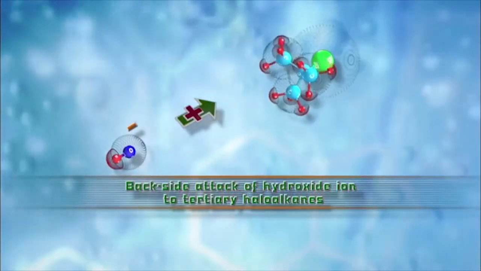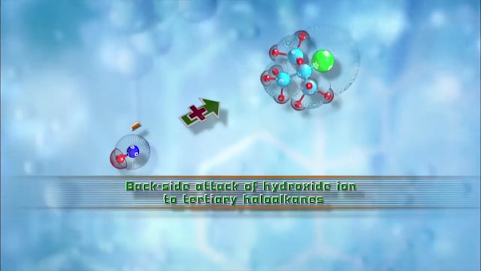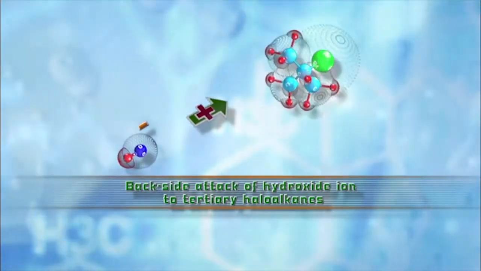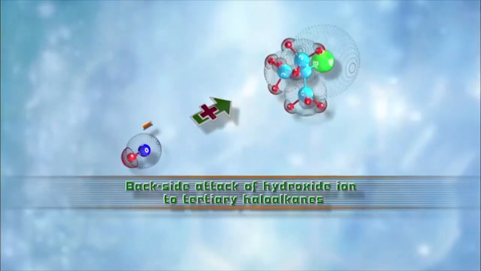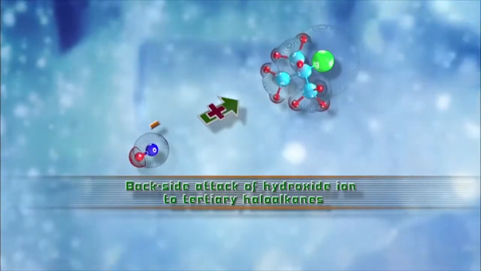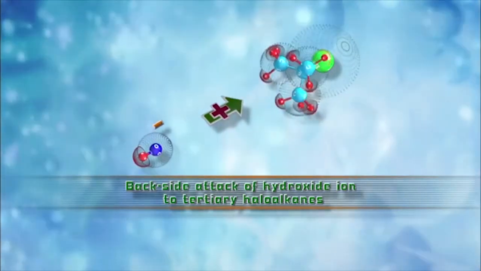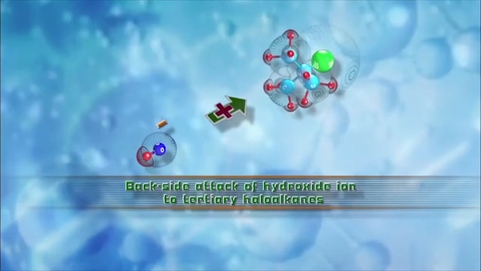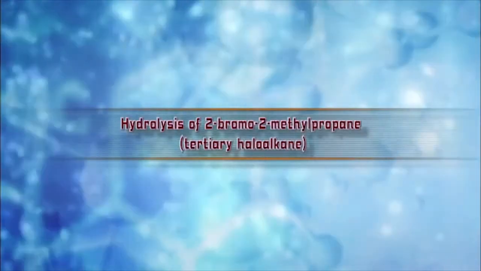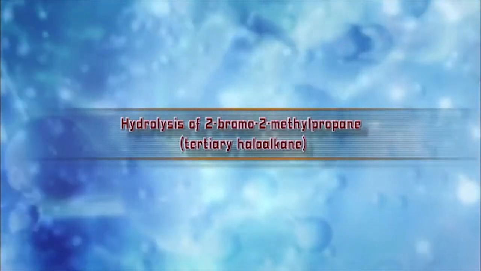We call this spatial obstacle steric hindrance. Overcoming this hindrance requires much initial energy. That's the reason why tertiary haloalkanes are practically inert to this type of substitution. Then, how do tertiary haloalkanes undergo substitution? They take another reaction route to achieve it.